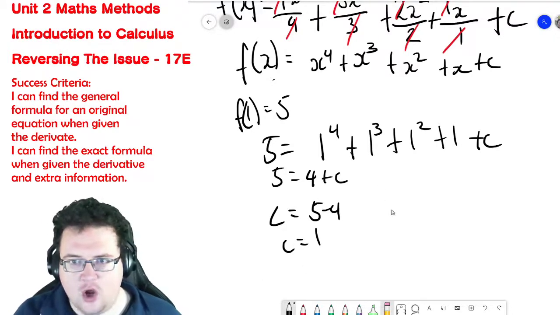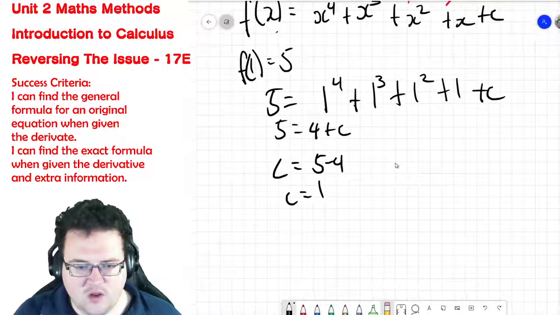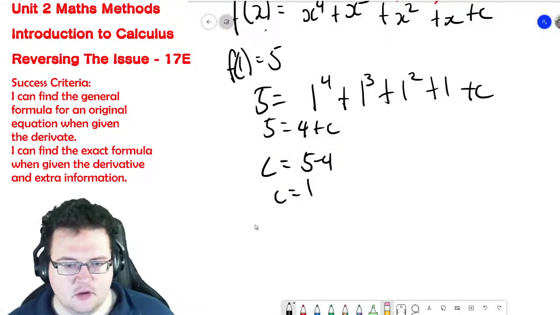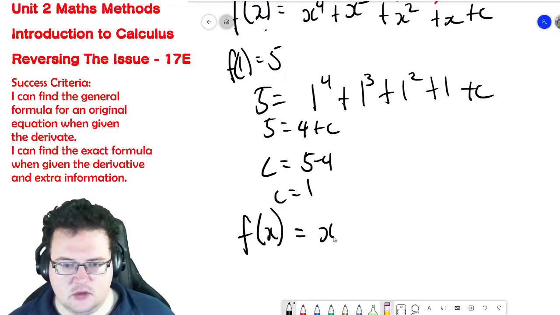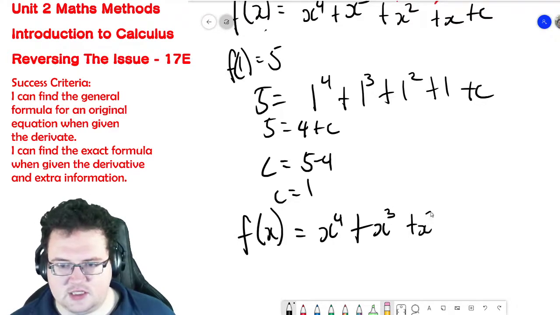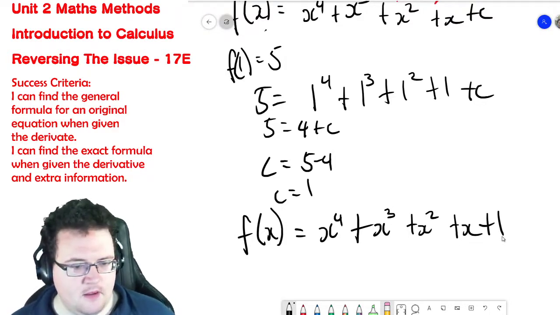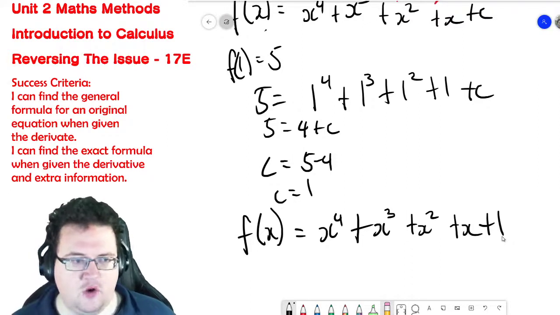Therefore, I now know that my full original equation is going to be f of x equals x to the 4 plus x to the 3 plus x to the 2 plus x plus 1. That's going to be my original equation.